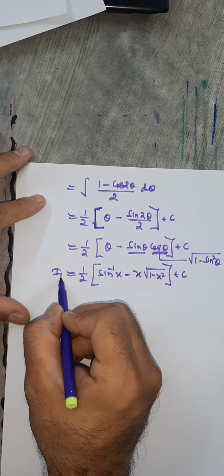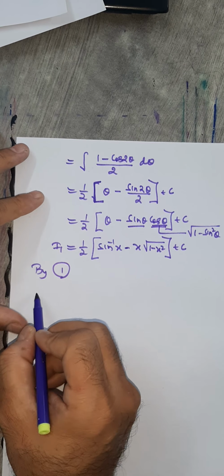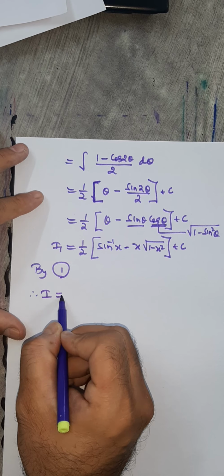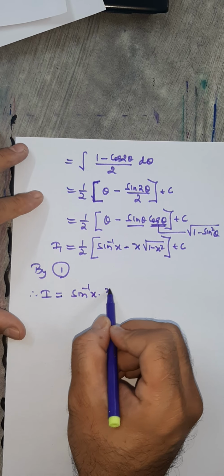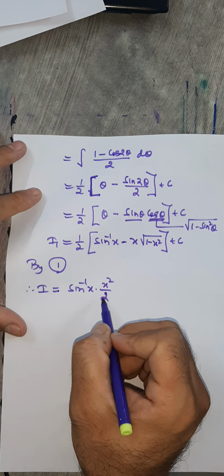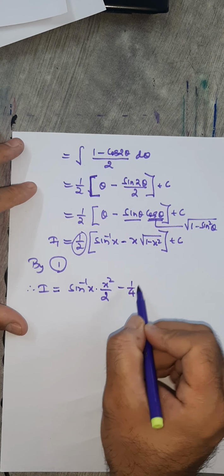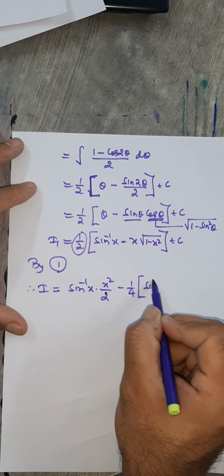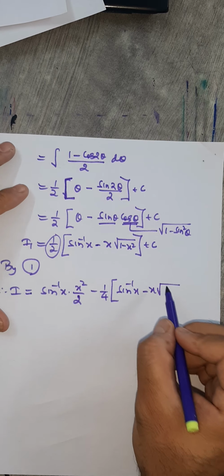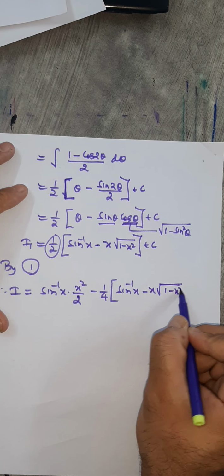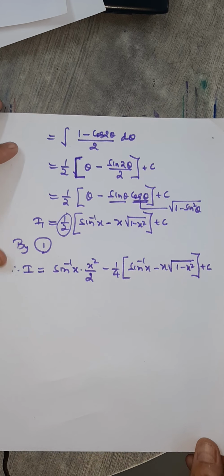This is I1, remember. So now finally we will come to equation 1. I, the given integral, equals sine inverse x into x squared by 2, 1 by 2 is already there, and this 1 by 2 gives you 1 by 4 into sine inverse x minus x into root of 1 minus x squared plus c. This is the required integral.